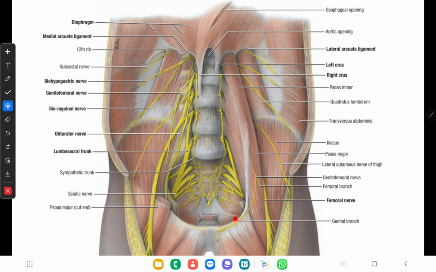So that's all about the lumbar plexus and its branches as well as its distribution.